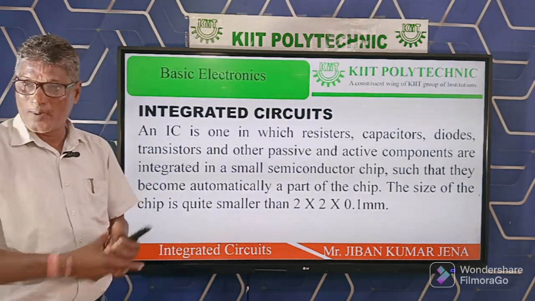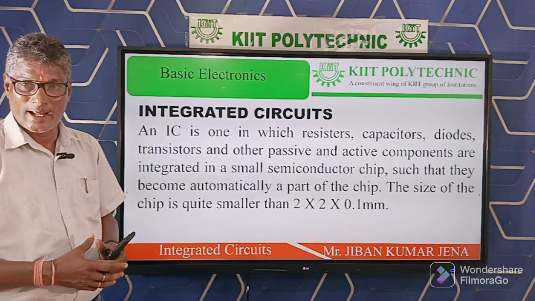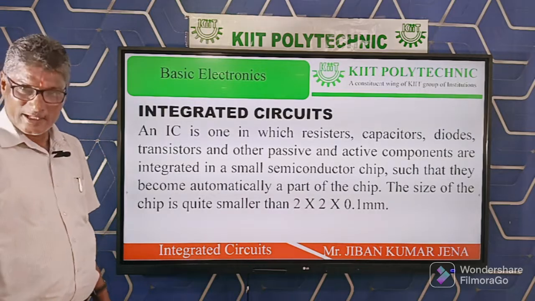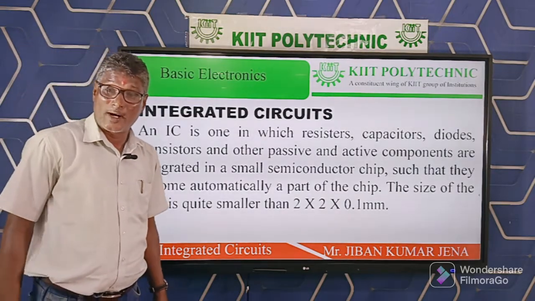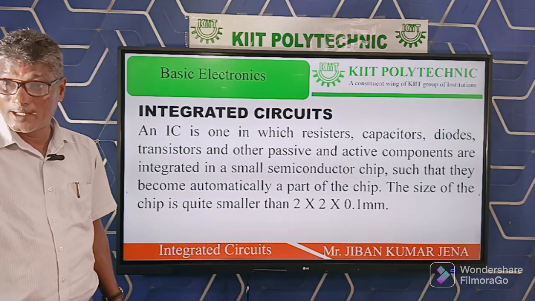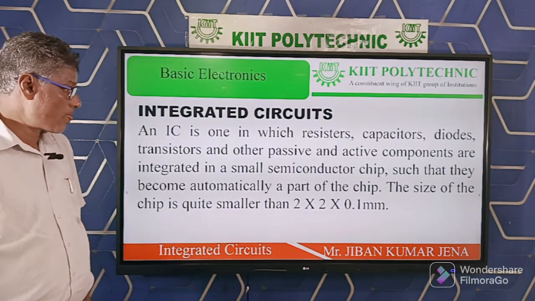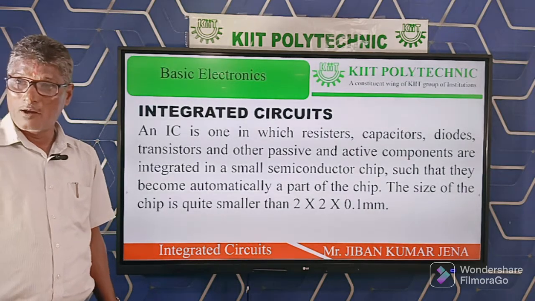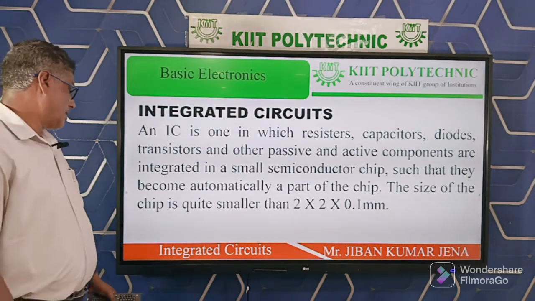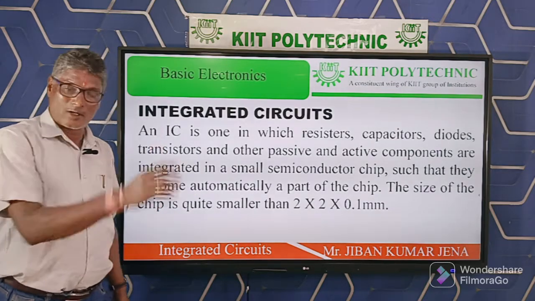So in the IC you will find a number of passive components and active components. What are they? Like resistors, capacitors, diodes, transistors, and similarly other passive components like the inductor, which is called a coil or choke. Next, you can also use a transformer for the manufacture of IC. Similarly, other active components can be used, which are integrated in a small semiconductor chip.